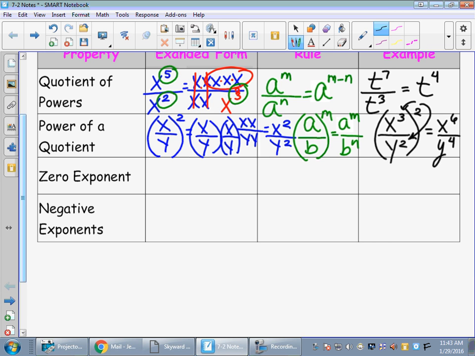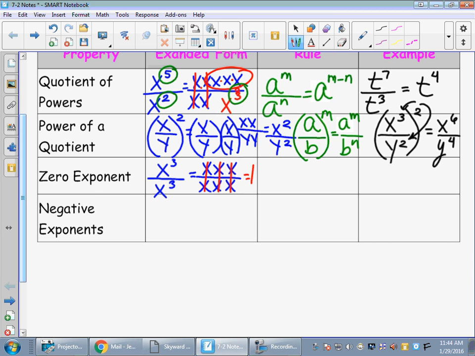Zero exponent. Let's expand a zero exponent. I'll show you how you could get it. So it involves when you have x to the 3rd over its same amount, x to the 3rd. I could expand it, and I get x times x times x over x times x times x. Well, what's going to happen here is that all 3 of them are going to simplify to a 1, and so you end up getting 1. You have a number divided by itself.